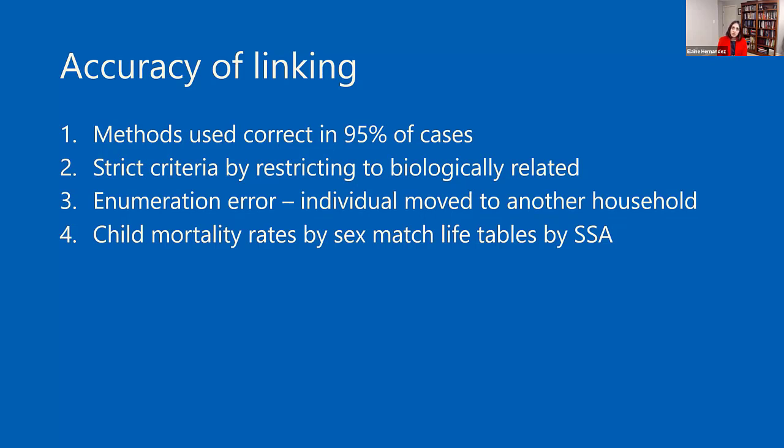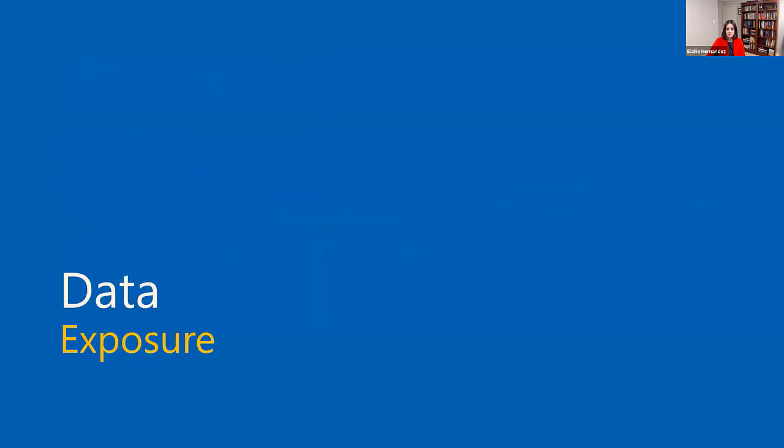However, we do anticipate that there are some issues, and the most likely outcome is that there's some type of enumeration error and that individuals move to another household. So we do account for that. I'm going to talk about that in greater detail after I present some of our findings. And then finally, we did check to see if our child mortality rates matched the life tables by the Social Security Administration by sex, and they were very comparable, very close in terms of those child mortality rates.